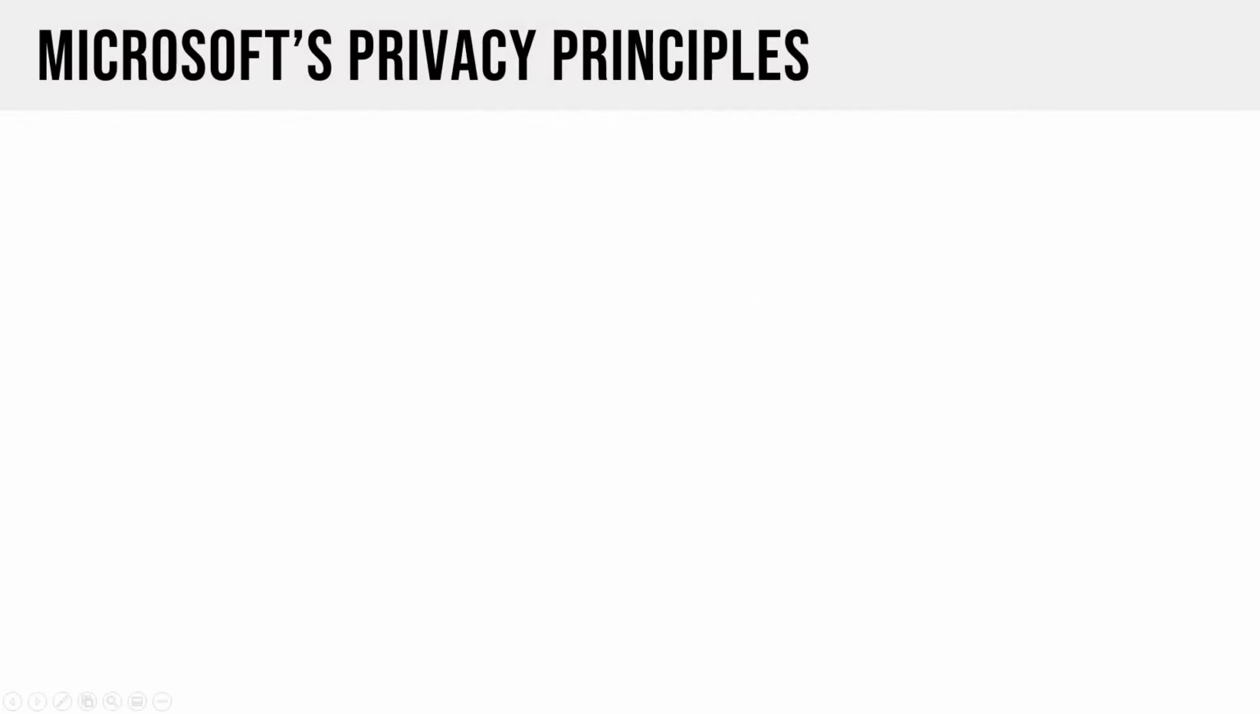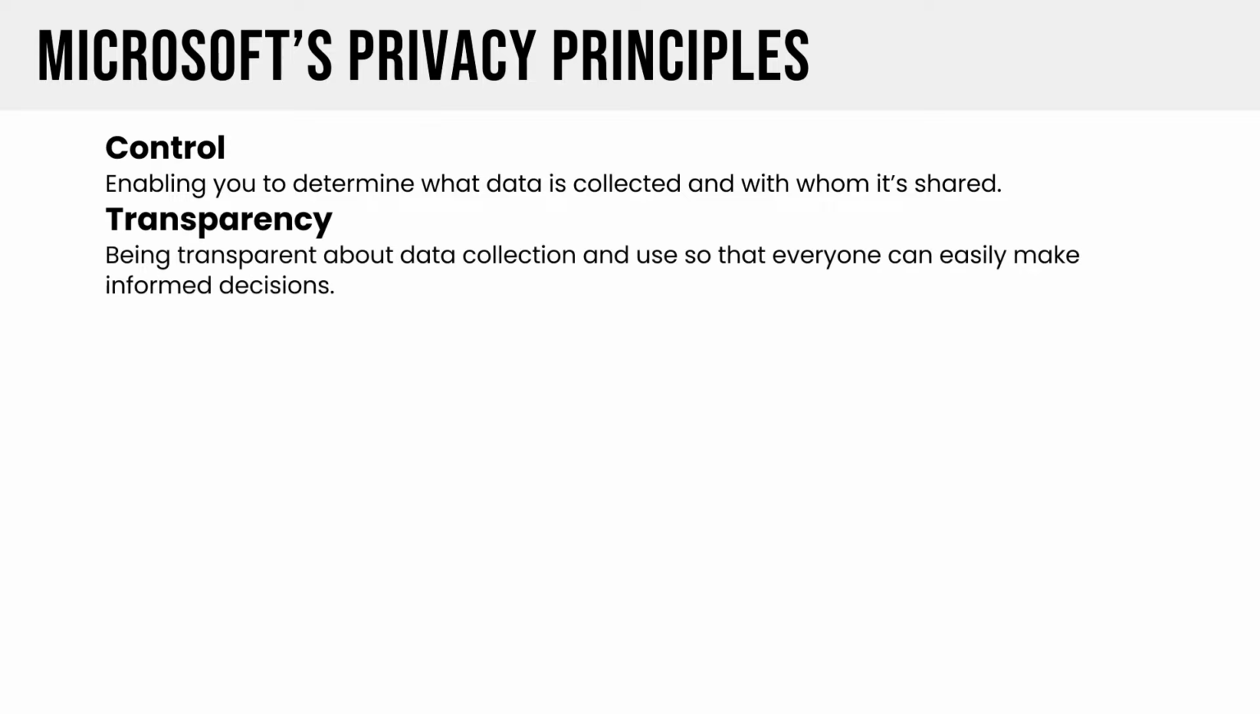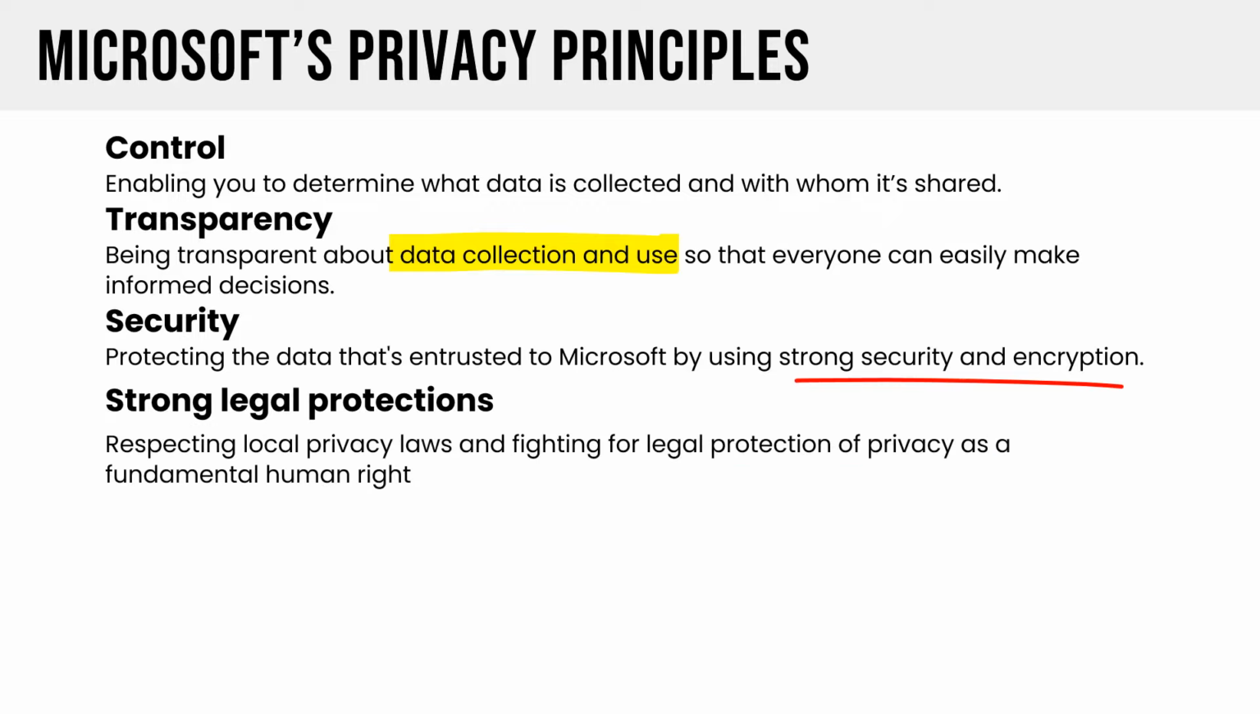You're expected to be familiar with Microsoft's 6 core privacy principles for the exam. The first of these is control. Microsoft aims to put customers in control in determining what data is collected about them and with whom it's shared, and to be transparent with customers about data collection and use so everyone can easily make informed decisions about what data they choose to share. Microsoft aims to protect data entrusted to them using strong security and encryption, and to enact strong legal protections respecting local privacy laws and fighting for legal protection of privacy as a fundamental human right.